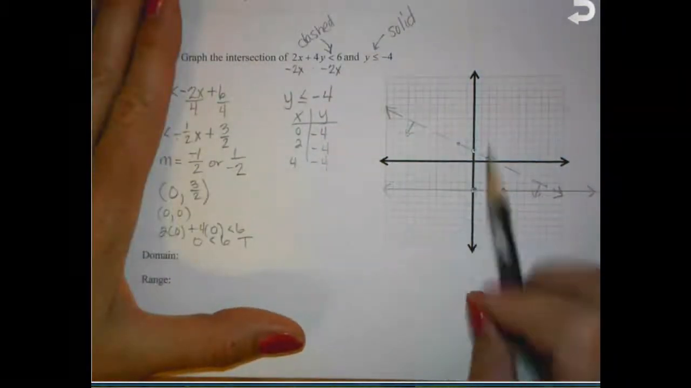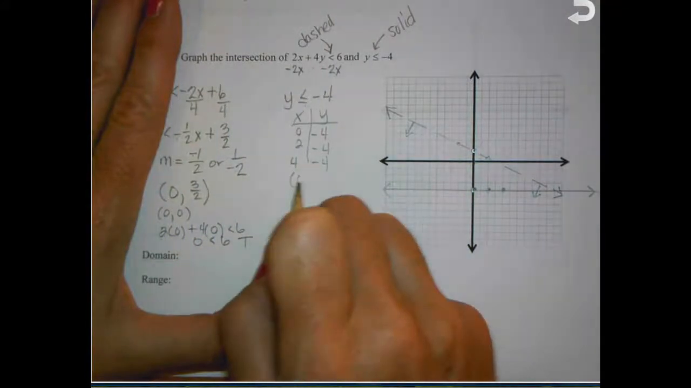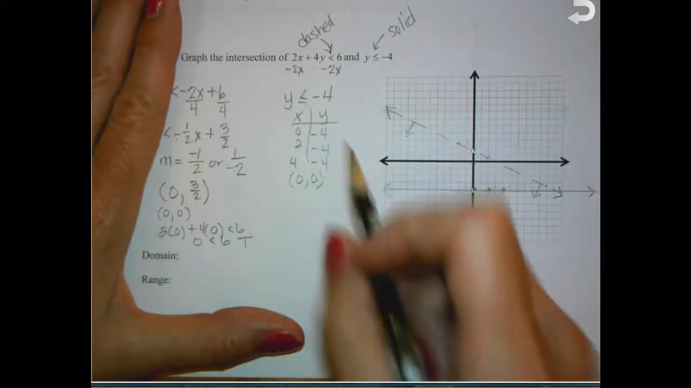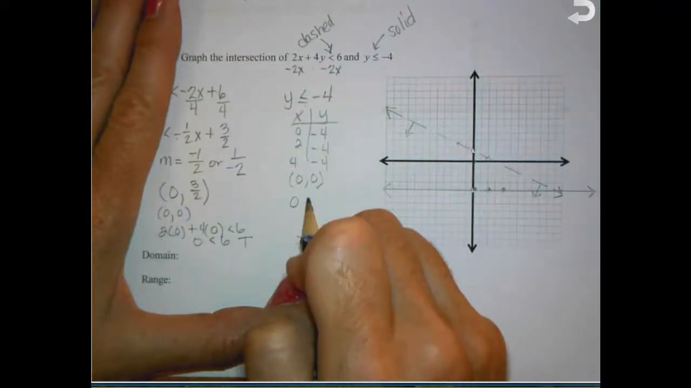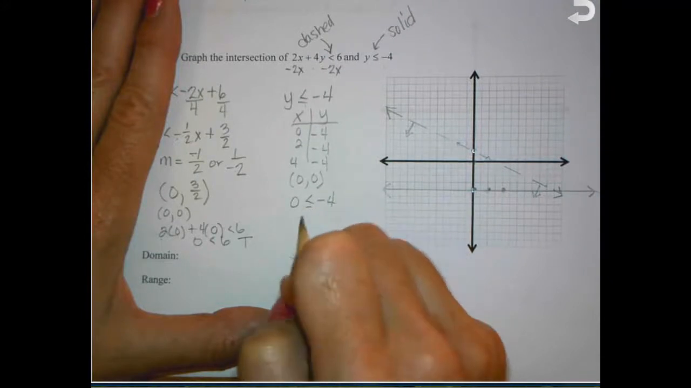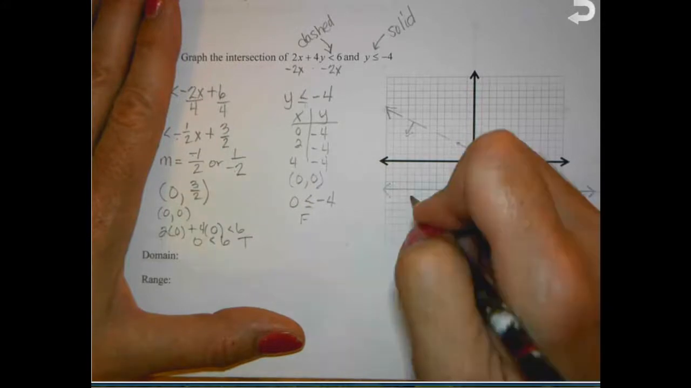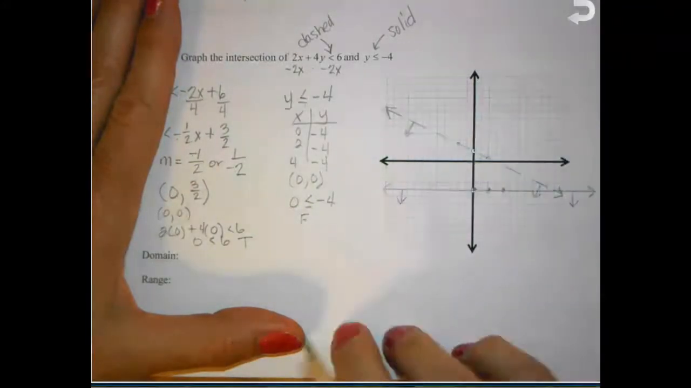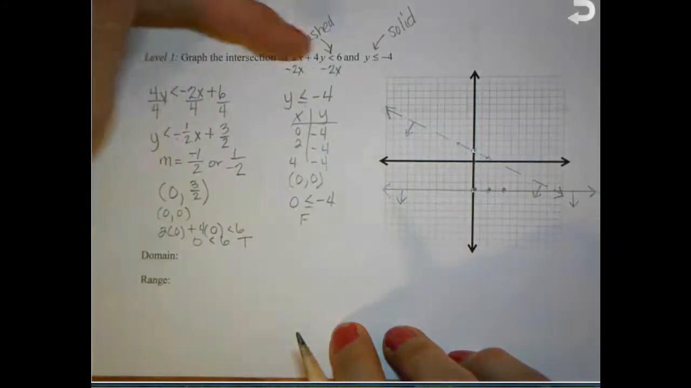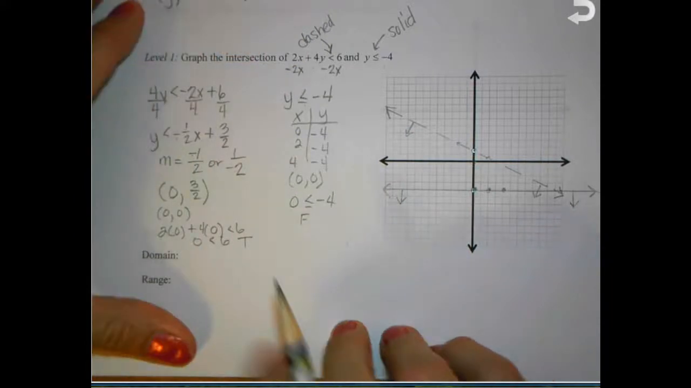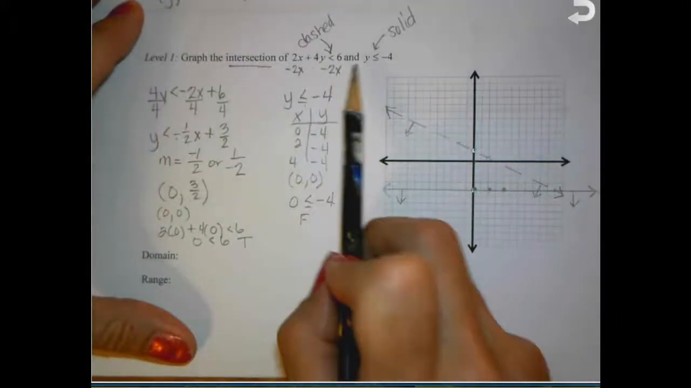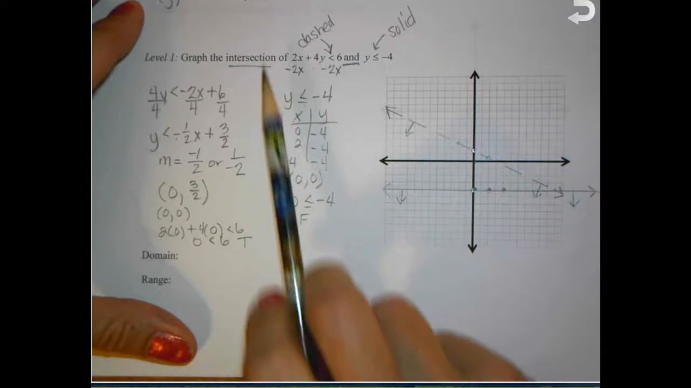Then I need to check, and 0, 0 is going to work just fine for my test point again. So put in 0 for the y. Is it less than or equal to negative 4? And that's a false statement, so I do need to go below so that I don't include 0, 0. And I needed to use the intersection. There's one keyword, and that's my other keyword.